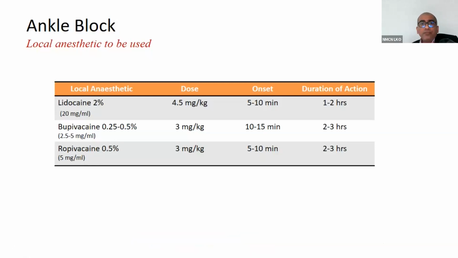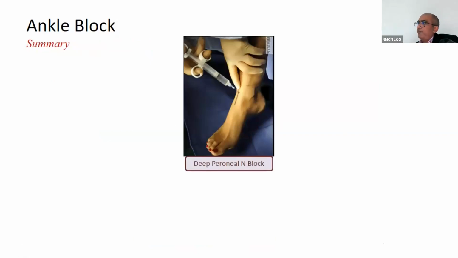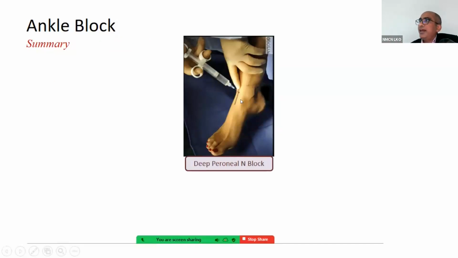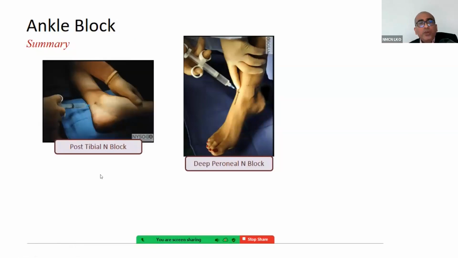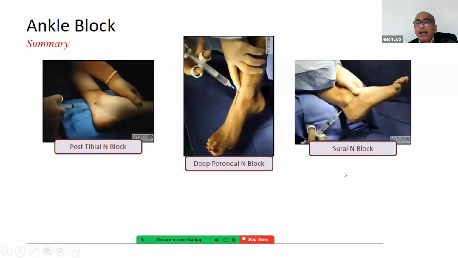So to conclude, we have 5 blocks with us and we have got 5 sites. So first site is between the 2 malleoli, between the lateral and the medial malleoli. Then we have 2 sites which lie between both malleoli and the Achilles tendon. That is, one between the medial malleolus and the Achilles tendon for the posterior tibial nerve block, and for the sural nerve block between the lateral malleolus and the Achilles tendon.